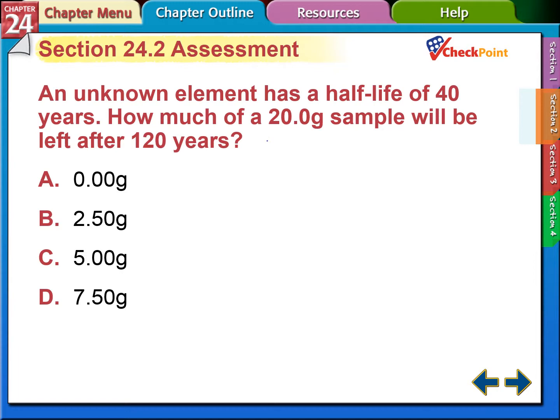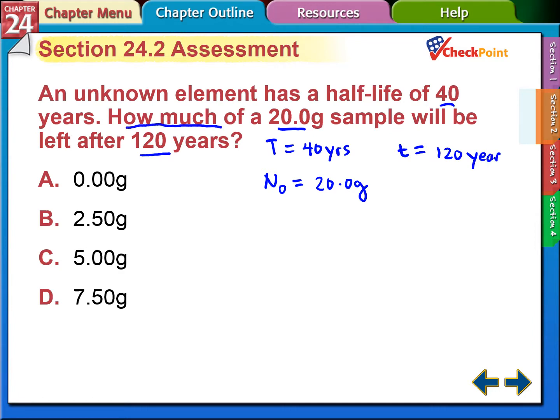So we have the half-life, or capital letter T, is equal to 40 years. And we have the initial amount of radioactive isotope, that's 20.0 grams. We are also given the time elapsed, or the small letter t, which is equal to 120 years. And we are asked how much of the 20 gram sample will be left after 120 years. So therefore, we are actually going to solve for the capital letter N.